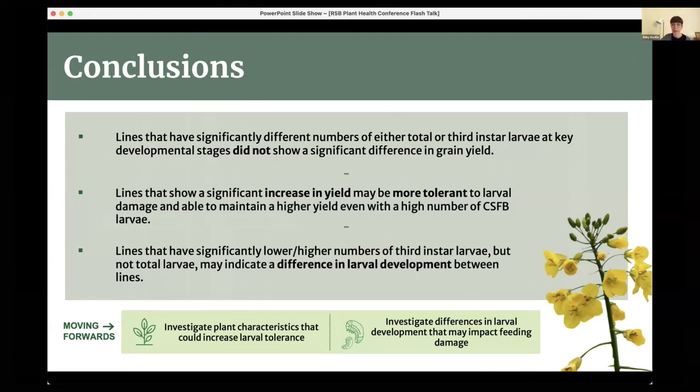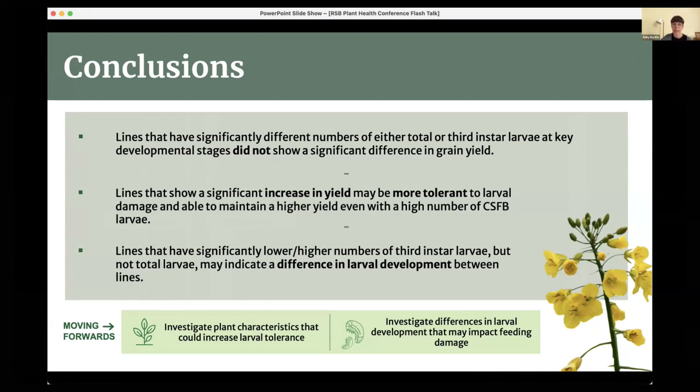And this is something that may be able to be included in integrated pest management strategies, giving growers a choice of cultivar based on that tolerance. And as I mentioned as well, plant characteristics were recorded when the plants were harvested. So it's also an avenue for future research, looking at what characteristics could potentially increase that larval tolerance. And then finally, going back to those lines that had a significant difference in the total larvae, but not the third instar larvae, or vice versa.